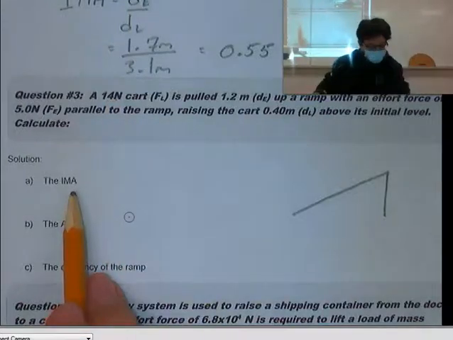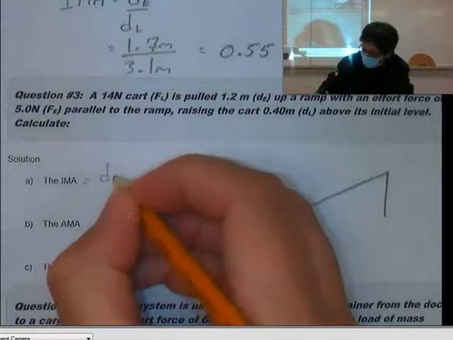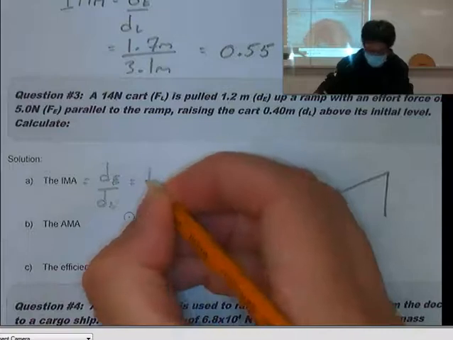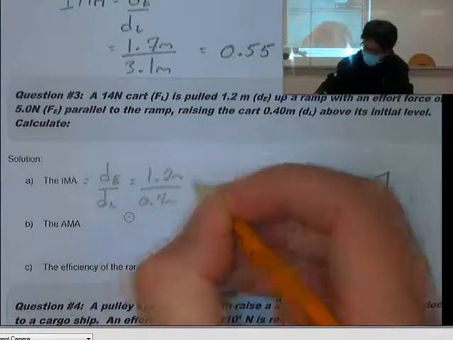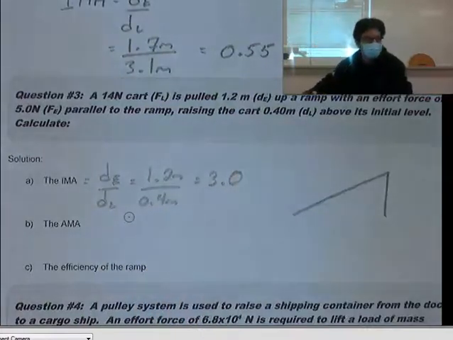So the ideal mechanical advantage is our ratio with our arm lengths, which is 1.2 meters over 0.4 meters, which is 3.0. Okay, so that's in an ideal world with no friction.